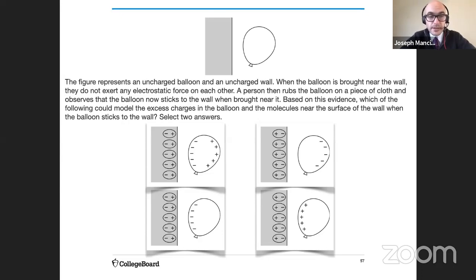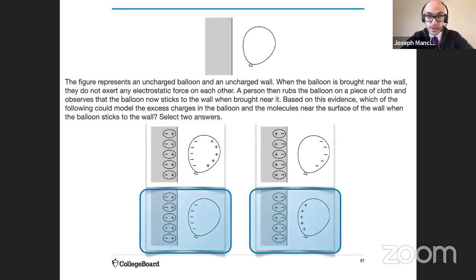If we take a look at the top left image, this was supposed to be a representation of the net charge on the balloon. If it's just looking at the net charge, we're not looking at the individual charges. And also the net charge on the balloon in the top left would be 0 anyway. We're told the balloon is charged. So the only places where we see a charged balloon in an orientation that would be attracted to the wall are the bottom two options.